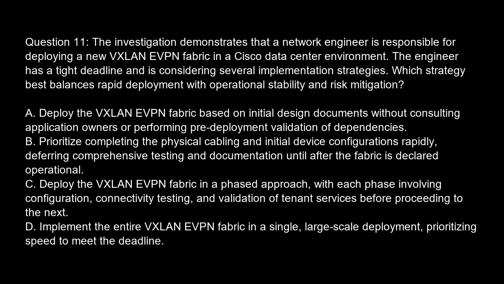Option A. Deploy the VXLAN fabric based on initial design documents without consulting application owners or performing pre-deployment validation of dependencies. Option B. Prioritize completing the physical cabling and initial device configurations rapidly, deferring comprehensive testing and documentation until after the fabric is declared operational. Option C. Deploy the VXLAN fabric in a phased approach, with each phase involving configuration, connectivity testing, and validation of tenant services before proceeding to the next. Option D. Implement the entire VXLAN fabric in a single, large-scale deployment, prioritizing speed to meet the deadline.